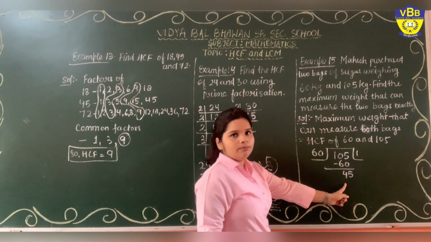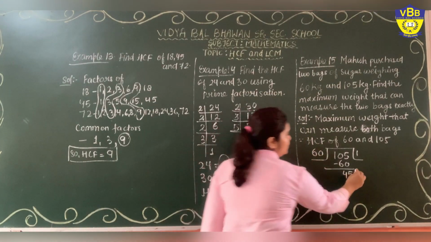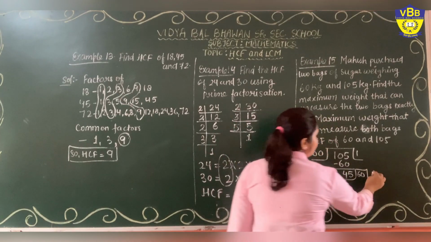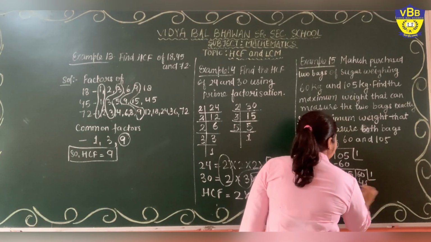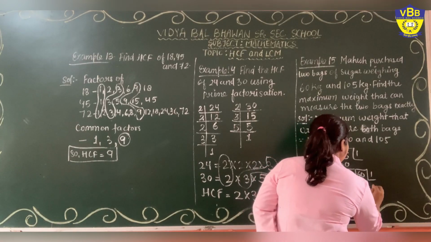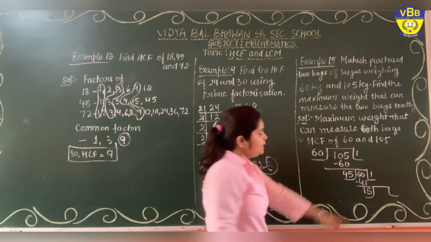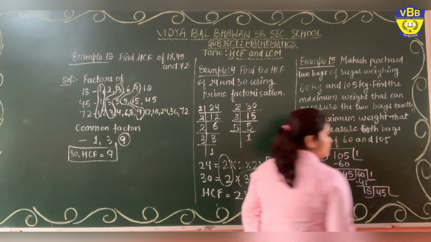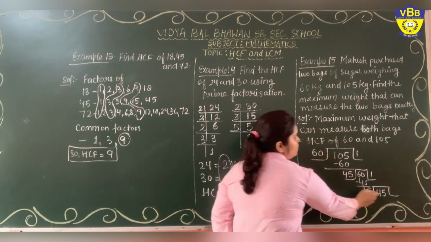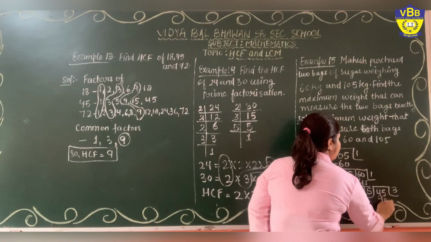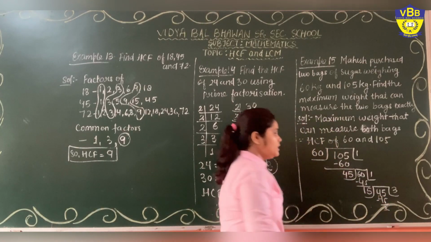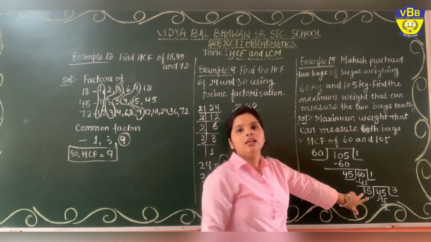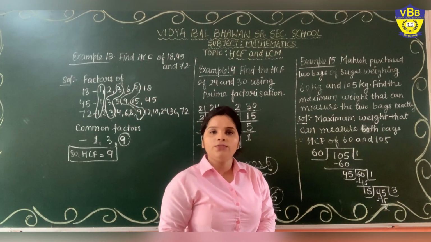Now the remainder will become the divisor and this divisor will become the dividend. Divide it again. 45 ones are 45. Remainder is 15. Now this 15 will become the divisor and this 45 will become the dividend. 15 threes are 45. It is exactly divisible. By which number is it exactly divisible now? 15. So HCF will be 15.